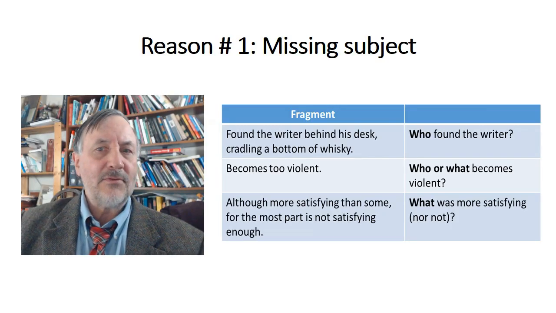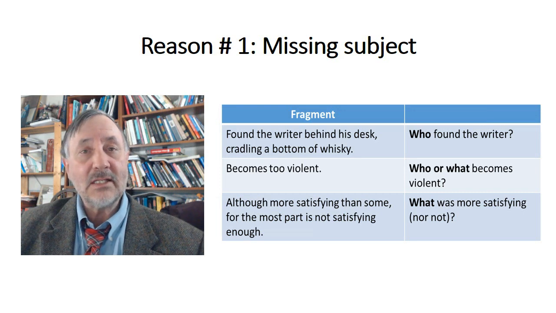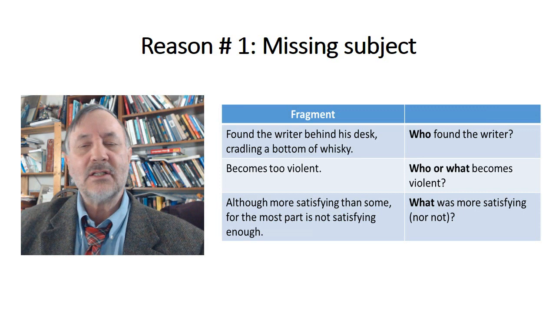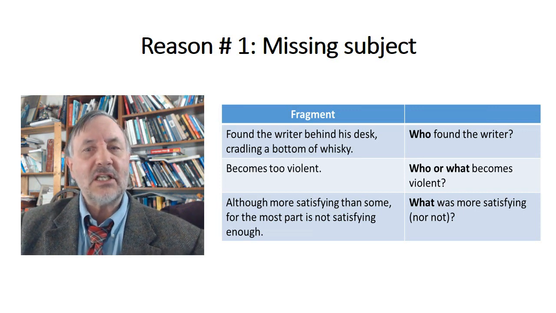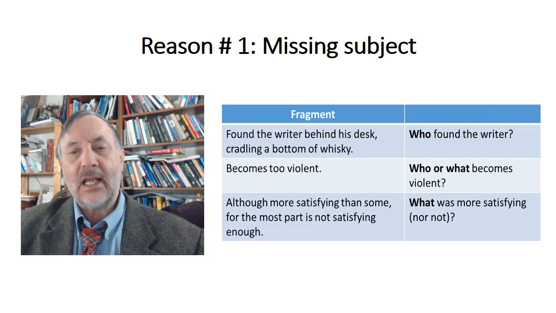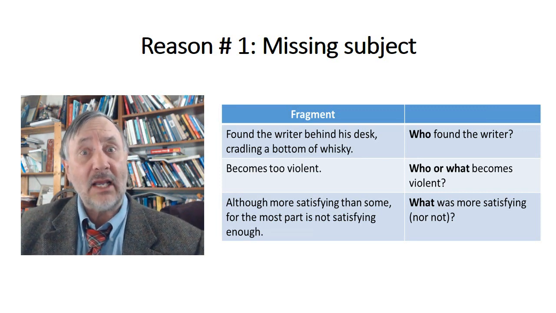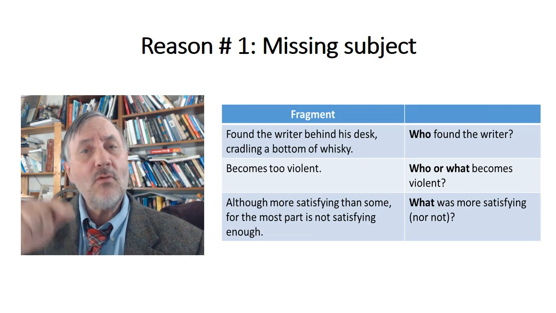We might identify the first reason for a sentence fragment is that the sentence, or the grouping of words that pretends to be a sentence, is missing a subject. It's missing the doer of the action. So we have a few examples here. "Found the writer behind his desk cradling a bottle of whiskey." So that's interesting, kind of an interesting picture. But who found the writer?